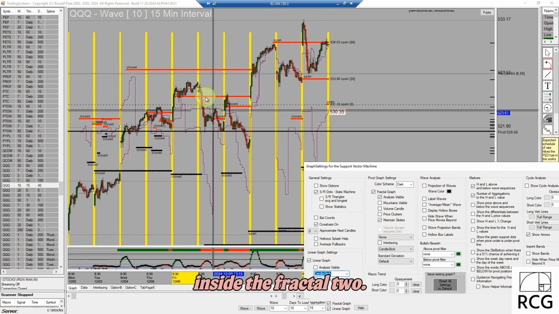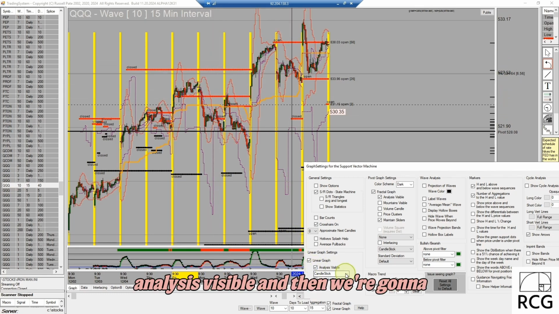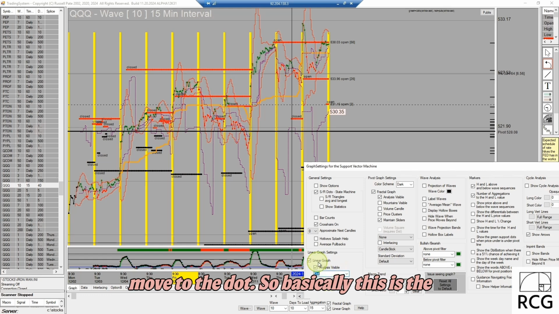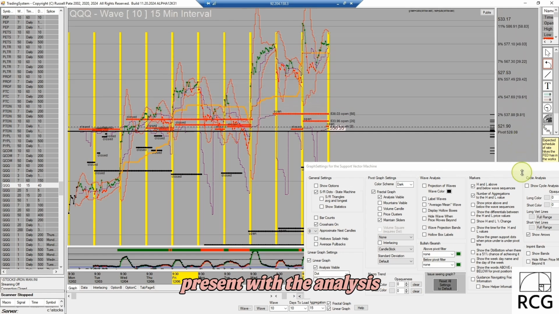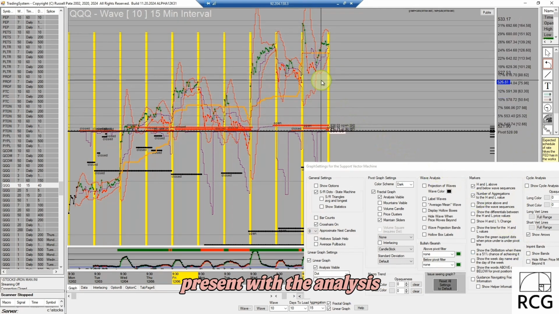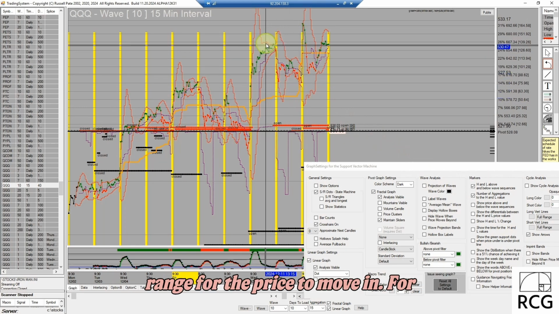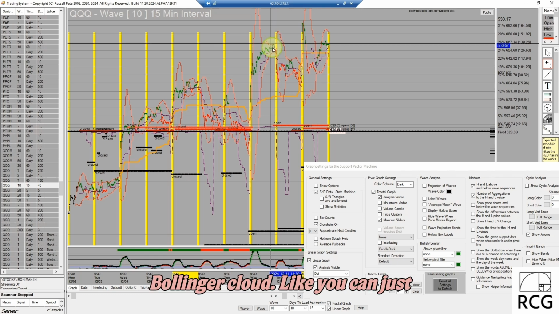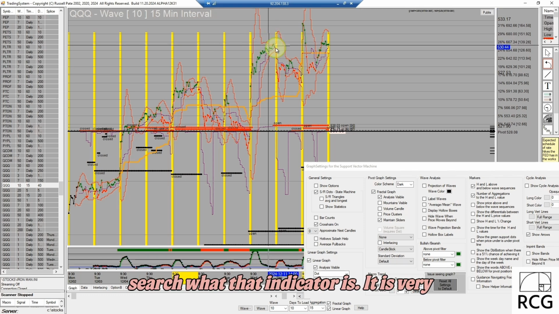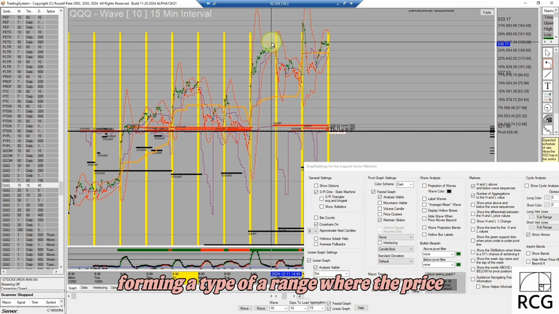So now the linear data that you can see on your TradingView or TOS is given right here inside the fractal 2. Okay, then we're going to click on the analysis visible, and then we're going to move to the dot. This is the more interesting part that is present with the analysis visible feature inside the linear graph. Basically it just tells us a probable range for the price to move in. For example, it forms a Bollinger cloud. You can search what that indicator is. It is very similar to that one. So it's forming a type of range where the price can actually move.